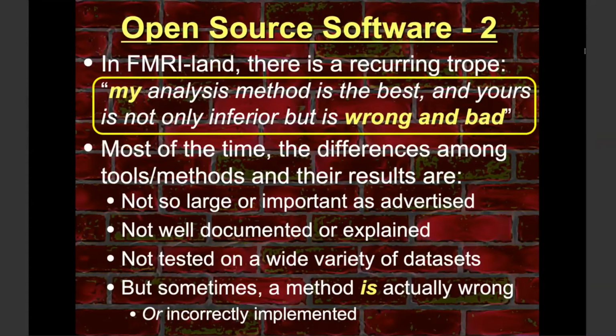Most of the time, the differences between the tools and methods that are being contrasted are not as huge as people say, and they're not that well documented or explained in most cases, although with the rise of openness, at least people can put their programs and their scripts out on the web, which didn't used to be the case, even like 5 or 6 years ago. But they're often not tested on a wide variety of data sets. And of course, sometimes the method that people use is actually wrong or perhaps incorrectly implemented. An example of that is something that, about 6, 7 years ago, I came to realize that a lot of people were doing the following.